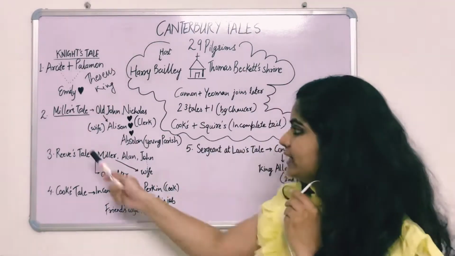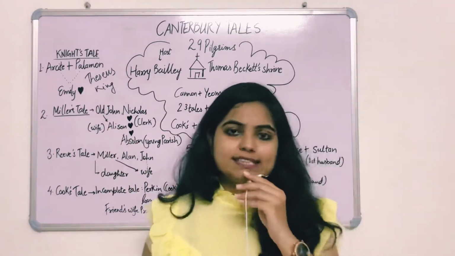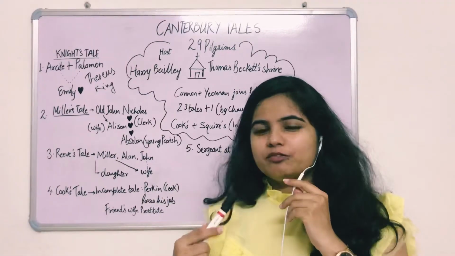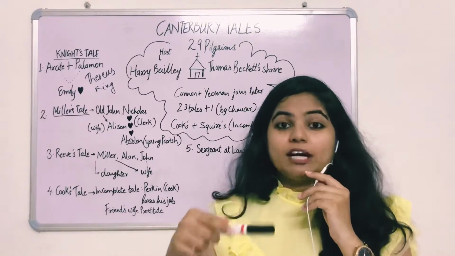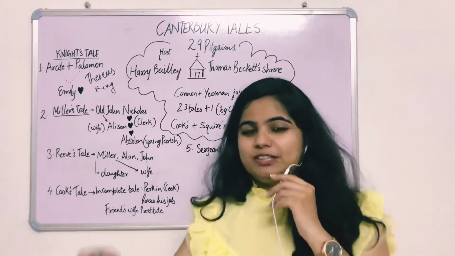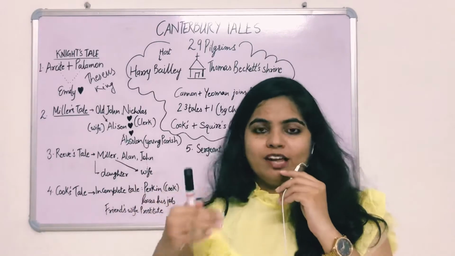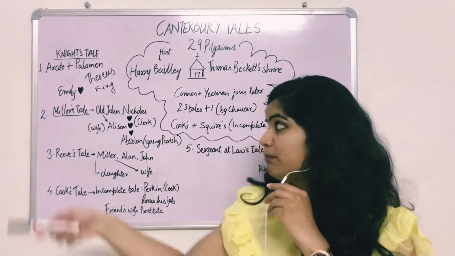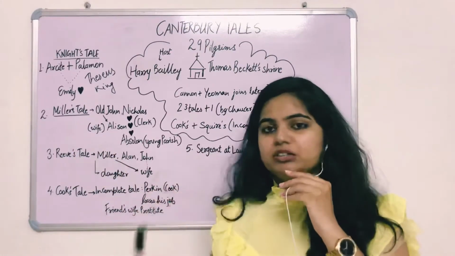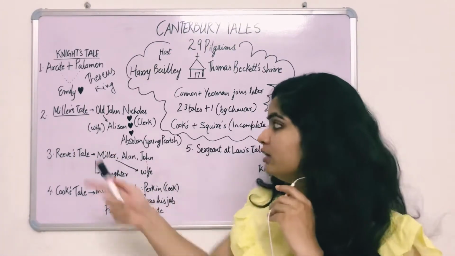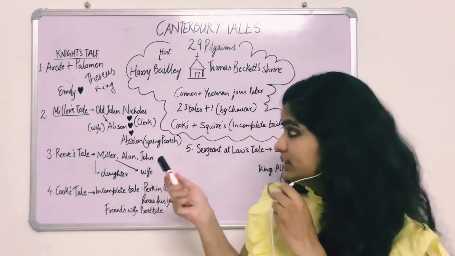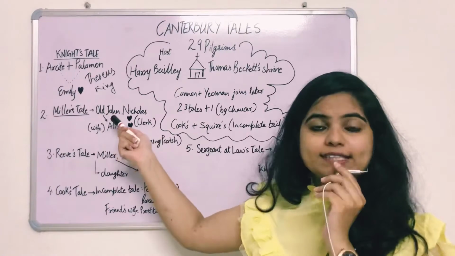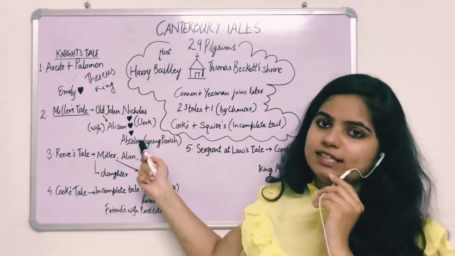So the second tale is the Miller's Tale. He says there's a story of a carpenter, so he is in a way mocking the carpenter here. In return for the insult, that carpenter draws up a story in his mind and tells it about the miller. So they take revenge here, right? So the revenge starts from whom? The miller, right? The Miller's Tale is about old John and Nicholas. Old John is a carpenter here, and Nicholas is a clerk, right?